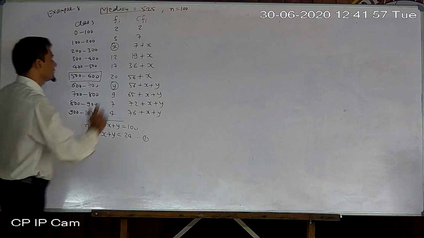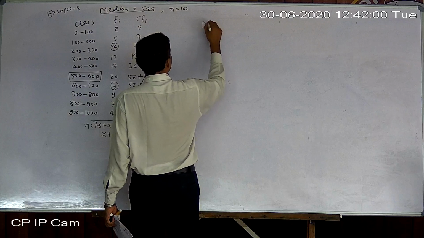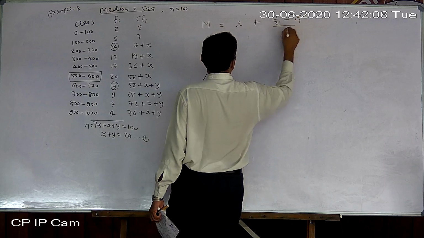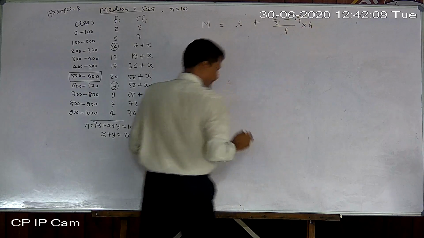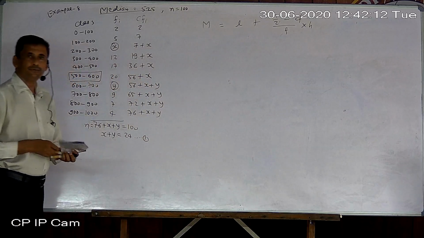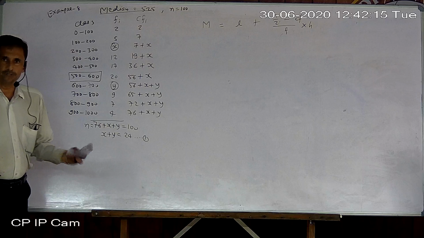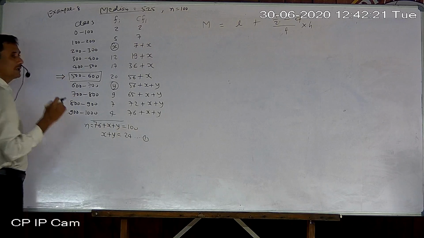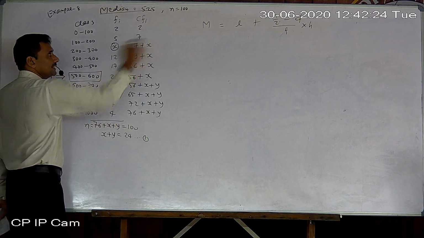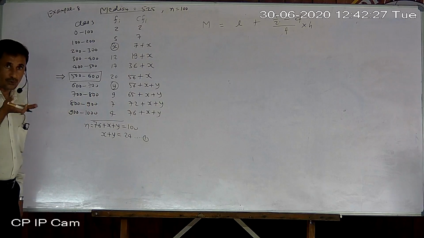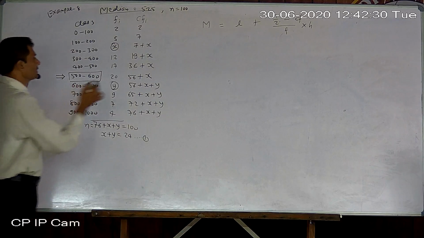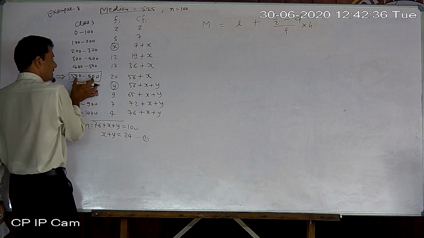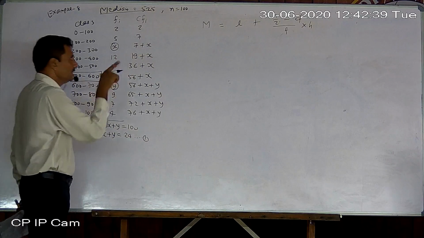Now, write down the formula. So M equal to L plus n by 2 minus CF upon f into h. Now again I remind you, in the case of median, we always take all the values from the median class row only, except one, CF. CF is taken from the previous row of the median class. So CF will be 36 plus x, otherwise f will be here, L is here, and the difference 100, meaning h, also from here. So everything from this row.